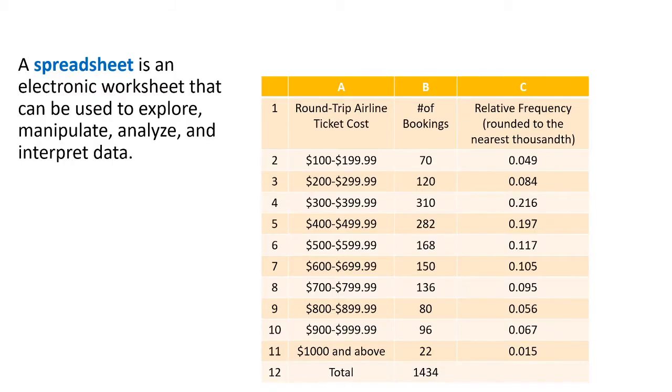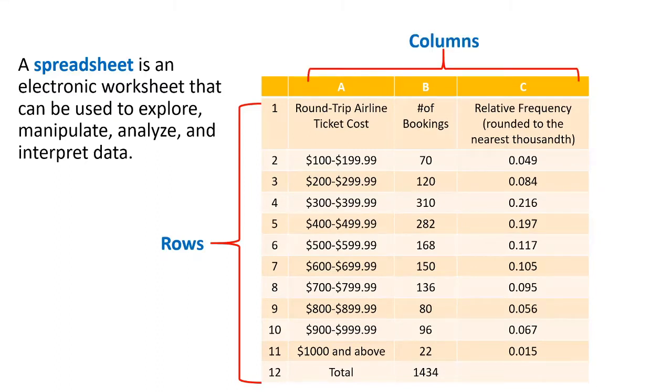A spreadsheet is an electronic worksheet that can be used to explore, manipulate, analyze, and interpret data. In any spreadsheet, on the left-hand side, we have what are called rows, and the rows are designated by numbers. On the top, we have what are called columns, and these are designated by letters. Rows and columns meet in rectangles called cells.